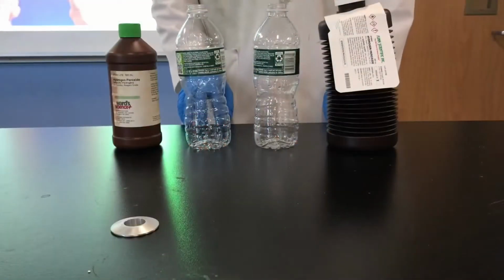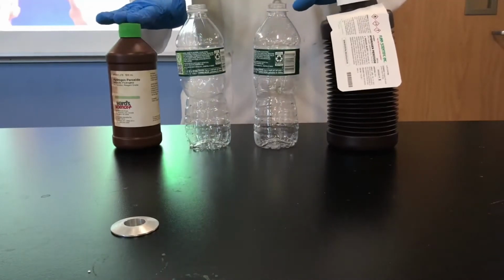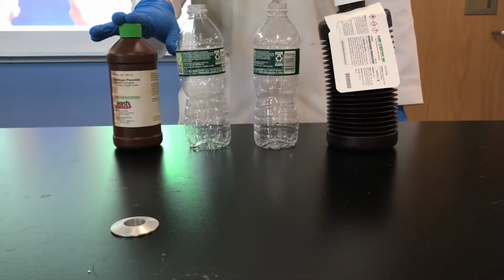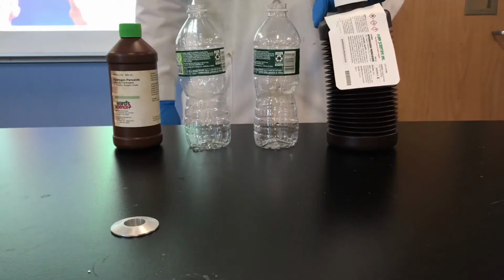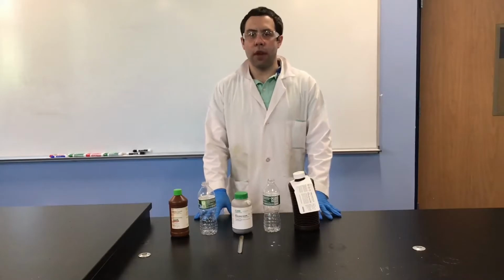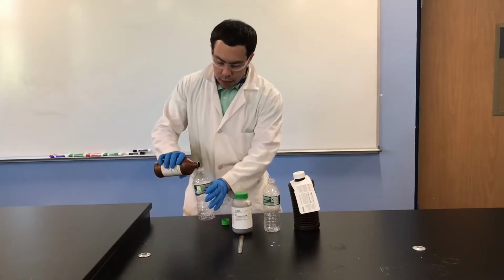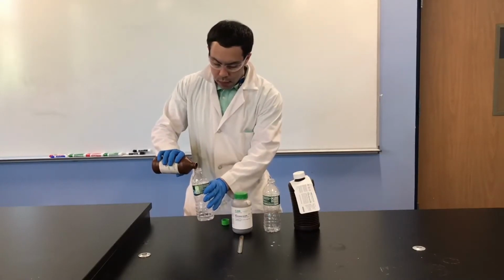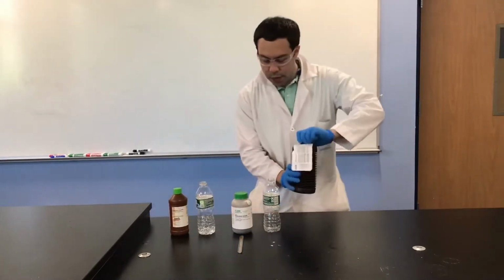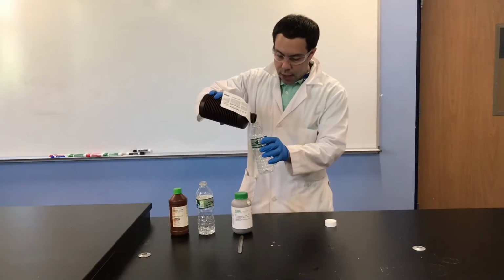For the next demonstration, what we have here are two plastic water bottles and two concentrations of hydrogen peroxide, H2O2. The one on the left is 3% hydrogen peroxide, and the one on the right is 30% hydrogen peroxide. So for this next demonstration, we will test how concentration affects the rate of reaction. I will pour equal amounts of hydrogen peroxide into each of the water bottles. Remember, the left one is 3% hydrogen peroxide. On the right, we have 30% hydrogen peroxide.